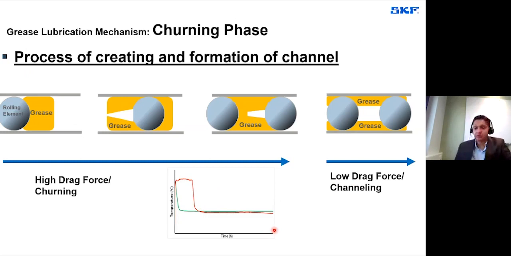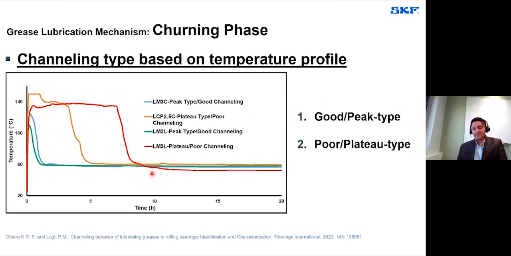So we have seen that there are possibilities. Some greases will finish the channeling process in a very short period of time, and some greases will take a long period of time. So can we, based on the temperature profile, segregate the channeling behavior? Yes, it is possible.